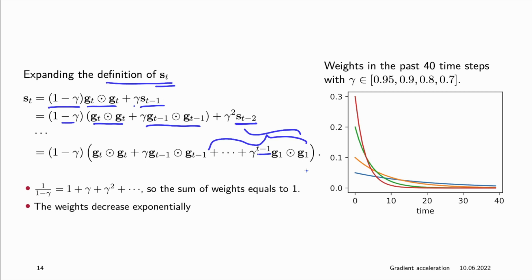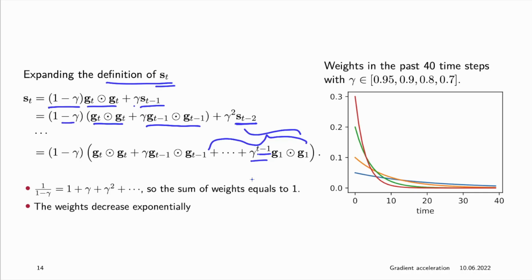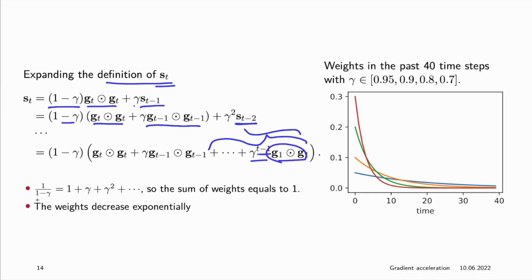And as gamma is now a number that is smaller than 1, we're getting an exponential decay in the gradient that we're adding here. And again, if we apply a smaller value for gamma, then the decay will be faster than if we apply a larger value of gamma. And because the series 1 plus gamma plus gamma squared and so on goes to 1 divided by 1 minus gamma, the sum of the weights always equals 1. So here we see a large value of gamma, and here we see a small value of gamma. And the sum over this discrete line here is always equal to 1.